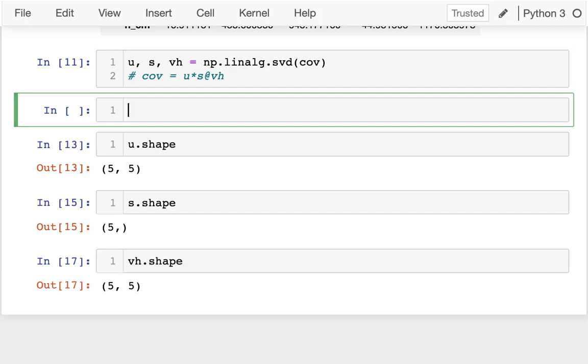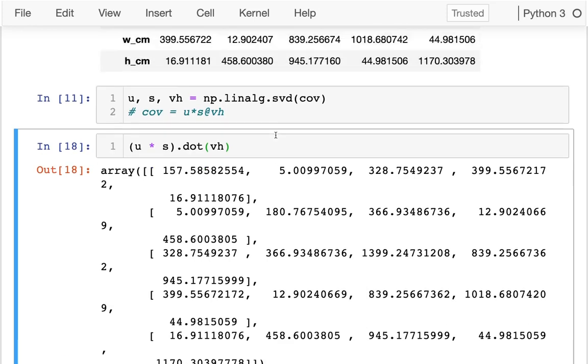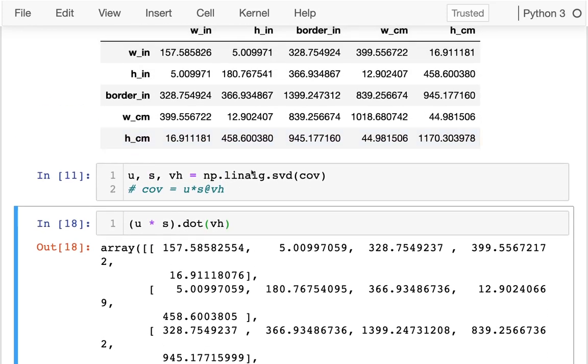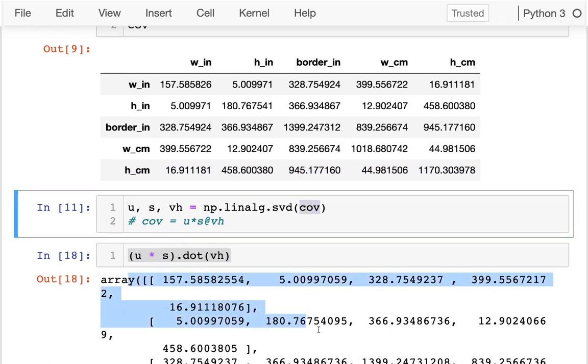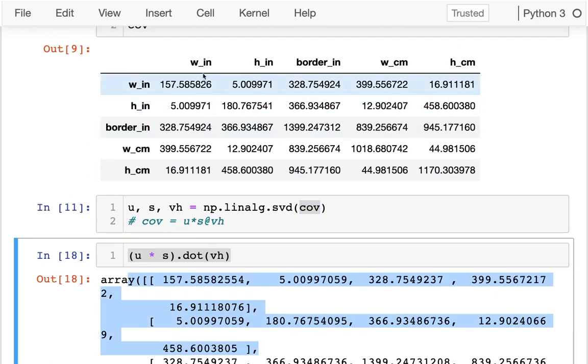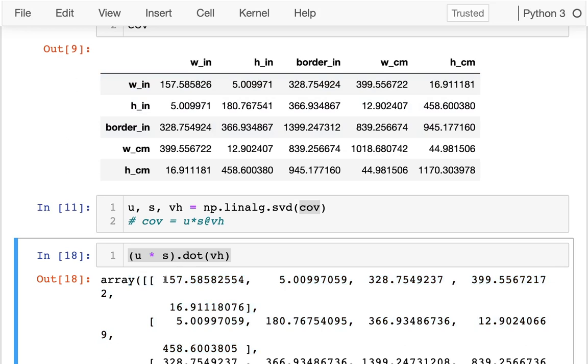So maybe I'll start like this. I'll say U times S dot VH, and I get this matrix. And ideally, right, this should be the same as the covariance matrix, right? So these values down here ought to look the same as the original. I can see at least briefly it is, right? I have 157 in the top left. Maybe what I'll do to just make it a little bit more clear is I'll put it inside of a data frame, like so.